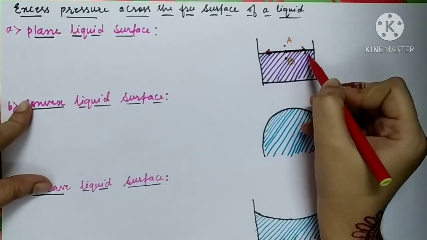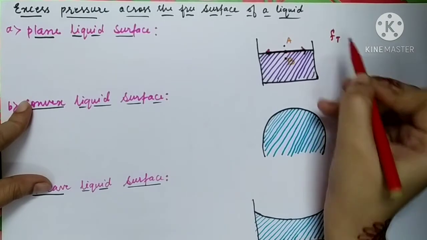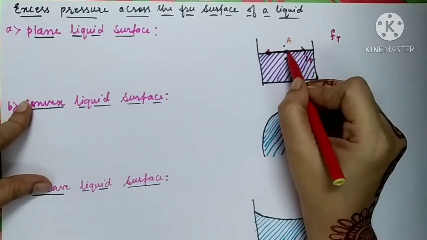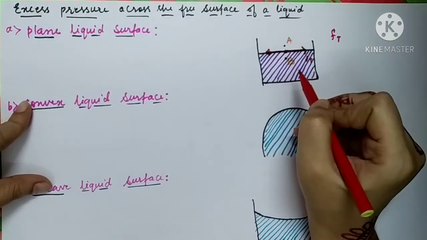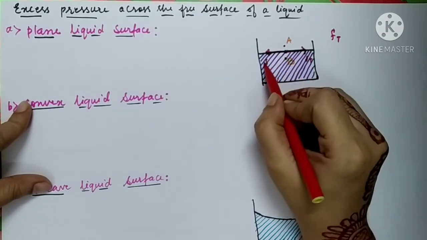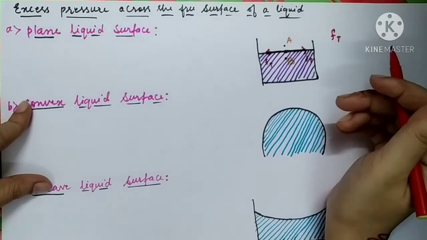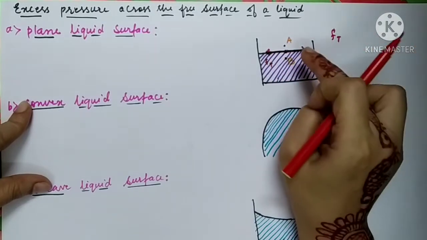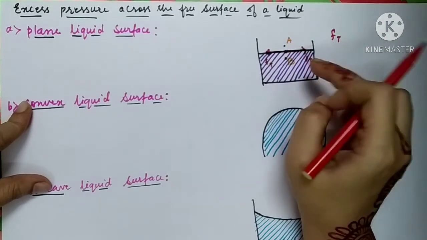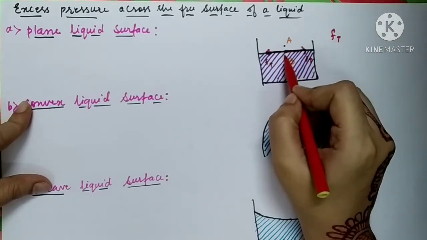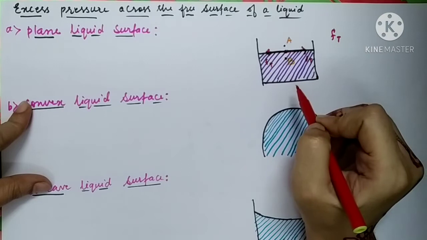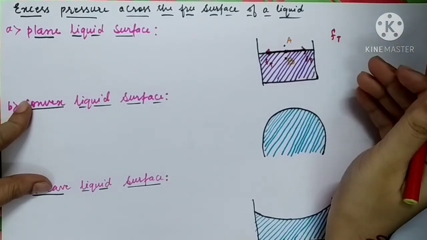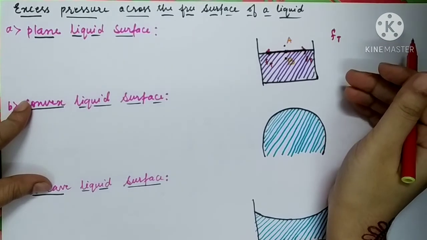So let small Ft be the force due to surface tension. The forces due to surface tension on both sides of these points will be exactly tangential and directed opposite to each other. So they are tangential to the liquid surface and opposite at the positions of the points A and B. So we can say that the forces due to surface tension are going to cancel each other out.